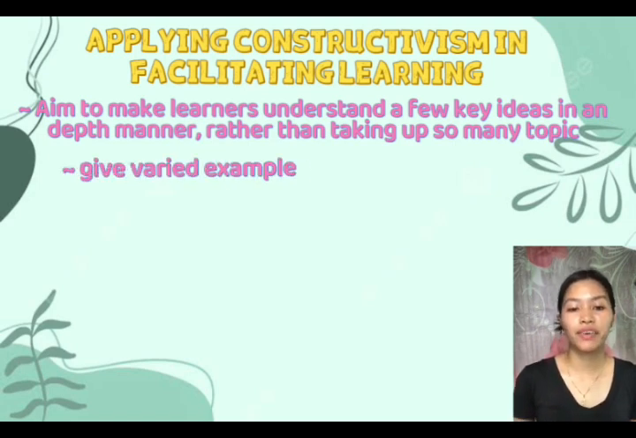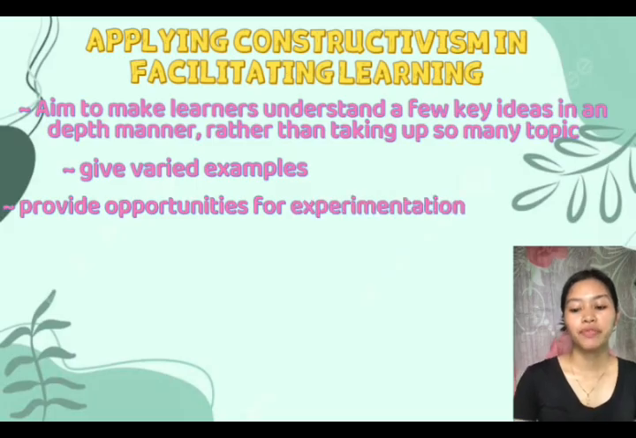So next is give varied examples. So we should use different types of examples para mas masabtan sa estudyante ang mga topics in different angles. So for example, when teaching about recycling, we should show examples nga kanang mga recycled paper, plastics, and unsa pa ba na dira.